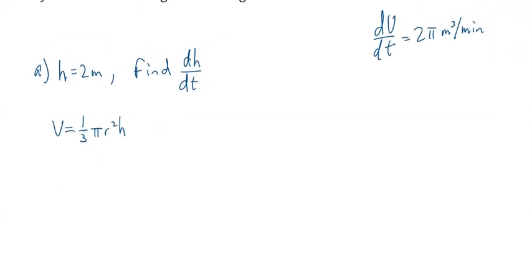I'm given dV/dt. When I take the derivative, I'll have a dh/dt. That's what we're finding. I'm given h. What's left here? R. Do we know anything about R? What do we know about it? That it's 3/4 height. So in this case, it's 3/4, and if my height is 2, whoops, 3/4 of 2, which is 1.5.